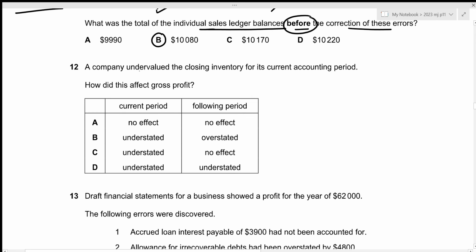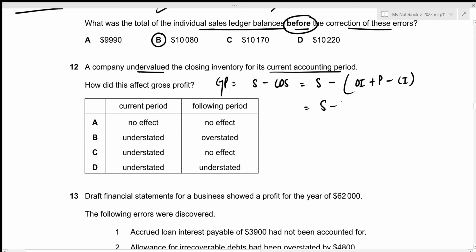A company undervalued the closing inventory for its current accounting period. How did this affect gross profit? So remember that the formula for gross profit is we subtract the cost of sales from sales, right? And in cost of sales, we include opening inventory plus purchases minus closing inventory. So if we open this bracket, we can see that it's going to be sales minus opening inventory minus purchases plus closing inventory. So what we can see is that when figuring out our gross profit, we add our closing inventory. But we're talking about undervaluation of closing inventory in this case.